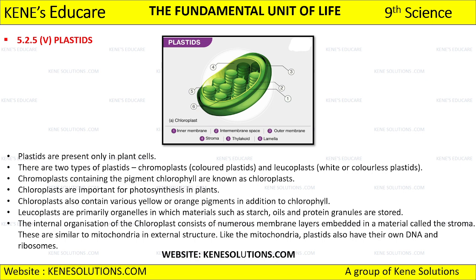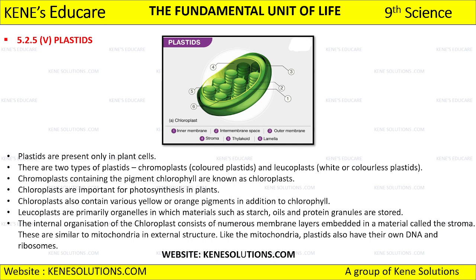Okay, then the second type of plastids that we have is leucoplast, but before that we need to study what exactly a chloroplast is. Chloroplasts are important for photosynthesis in plants, and chloroplasts also contain various yellow or orange pigments in addition to chlorophyll. So in addition to chlorophyll, what will the chloroplast have? The chloroplast will have yellow or orange pigments present in them. So we know about chromoplast now.